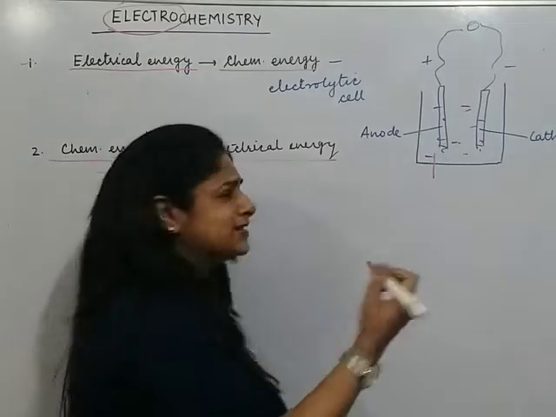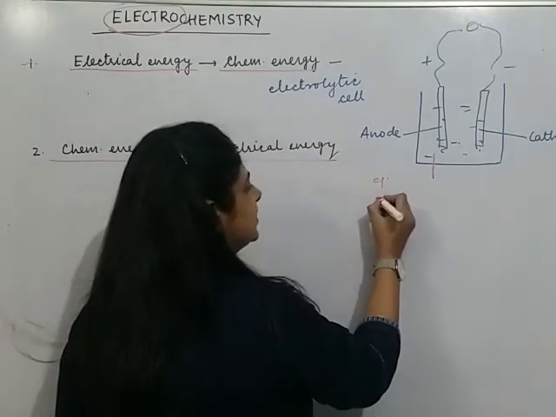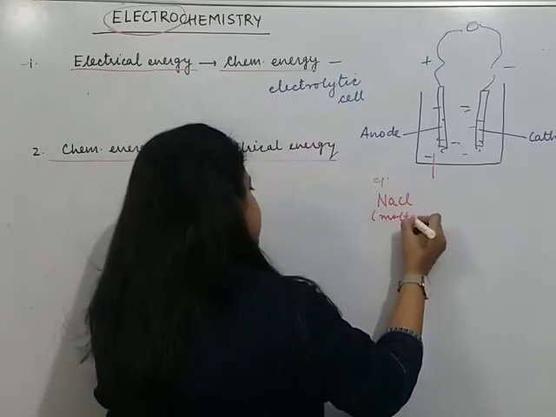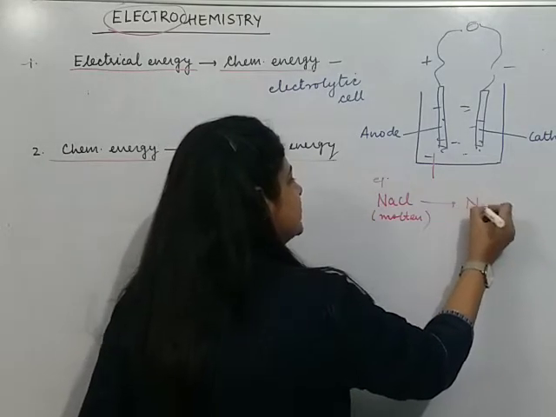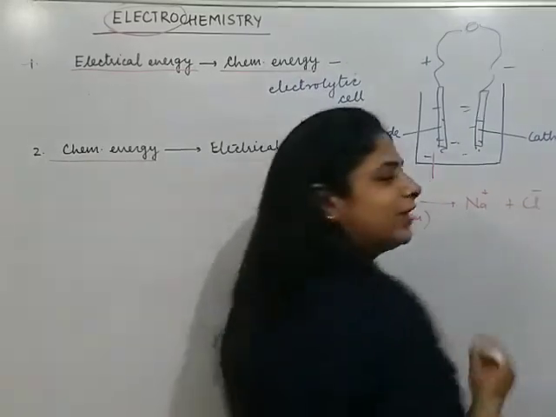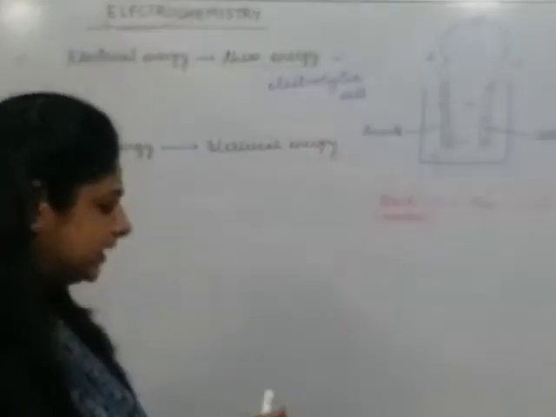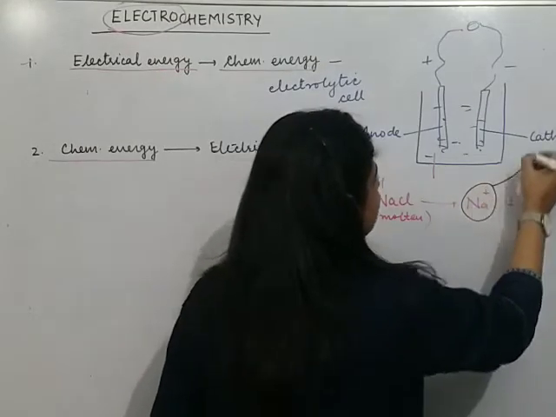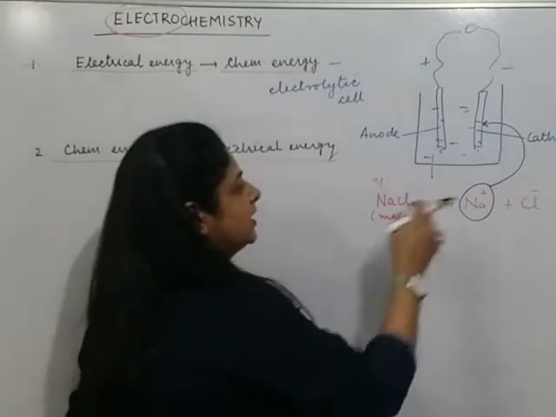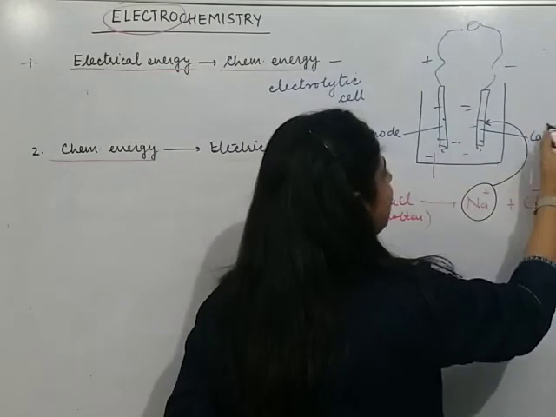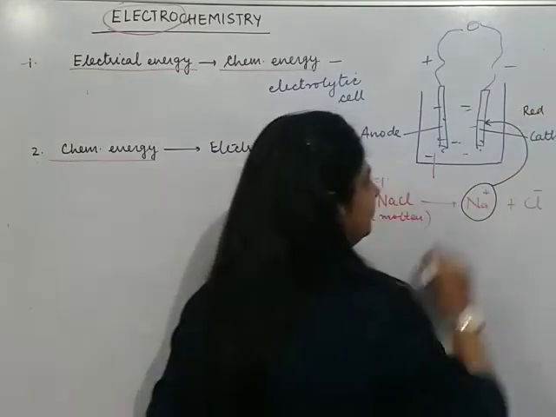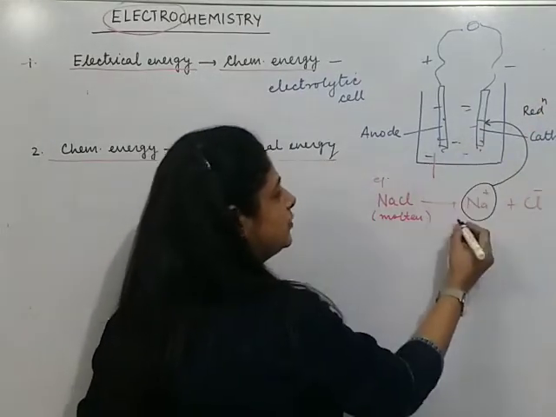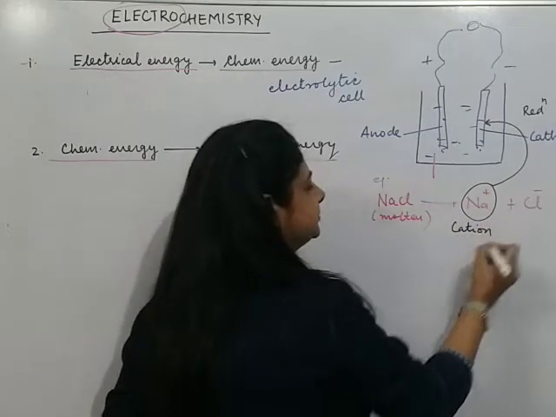So let's take a very common example. If we take molten NaCl, then this molten NaCl will produce free ions, Na+ ion and the chloride ion. Now Na+ ion, being positively charged, will move towards the oppositely charged electrode, that is the cathode. It will gain the electron and will get reduced. So reduction of Na+ ion takes place at the cathode. Since it moves towards the cathode, we know it is called a cation.